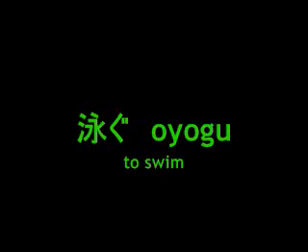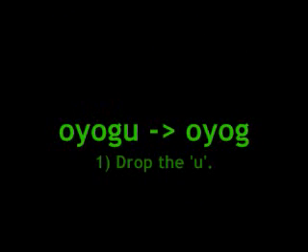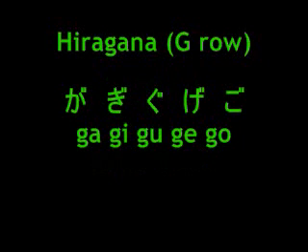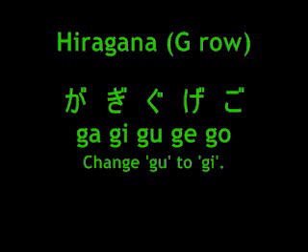Oyogu, to swim. You just drop the U to get oyog, and then add imasu, oyogimasu. And then with the technicality again, if you look at the G section of the hiragana, it goes ga, gi, gu, ge, go. So you just switch the gu to gi, and there you go.